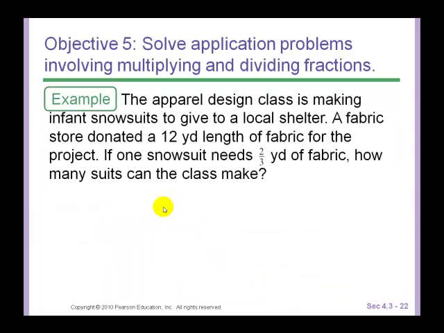Our final example. The apparel design class is making infant snowsuits to give to a local shelter. A fabric store donated a 12-yard length of fabric for the project. If one snowsuit needs 2/3 yards of fabric, how many suits can the class make?